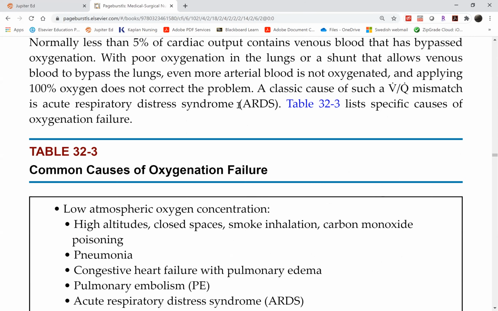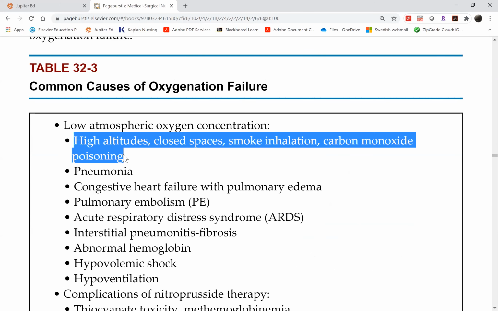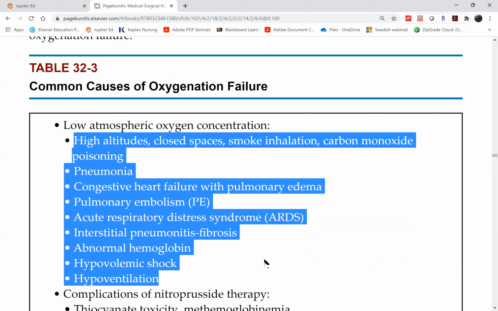So there is a gas exchange problem here. Let's look at the causes. That way it's easier to understand. So here in 32-3, you have problems that lead to a gas exchange problem. It may not technically be the lung, but there's no available oxygen, such as in high altitudes, or you're in a closed space, or let's say just a bar wherein there are so many people smoking, or you're in a burning house wherein there's smoke all around, less oxygen, or in a pneumonia.